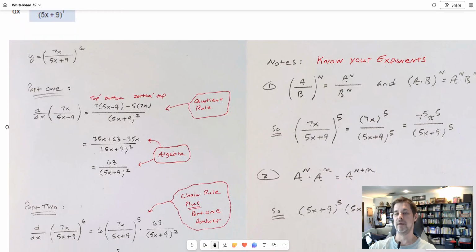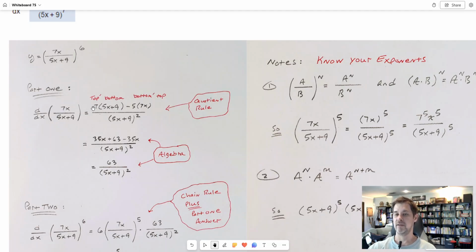I'm thinking that because at some point the quotient rule will come into play, why not just get that out of the way first? Just seems like it would simplify the whole process if I did that separately. You could do it however you wanted to, but for showing you, I'm going to find the derivative of that inside function, 7x over 5x plus 9, all by itself. And by the quotient rule, here's what it would be.